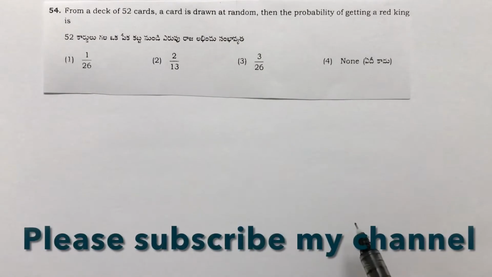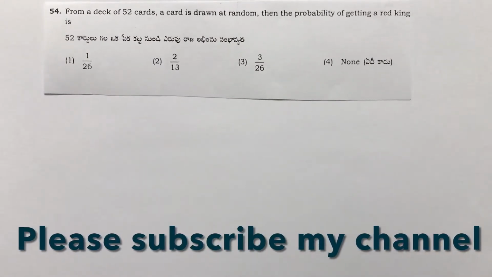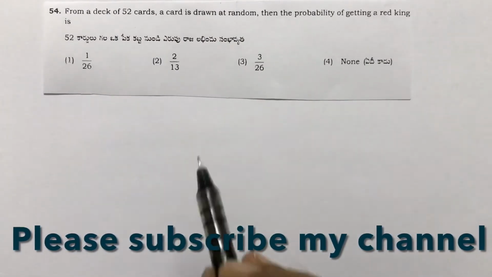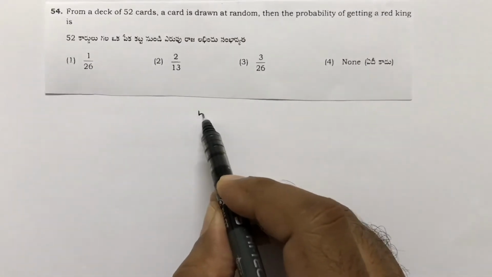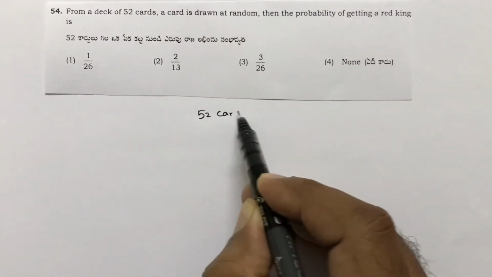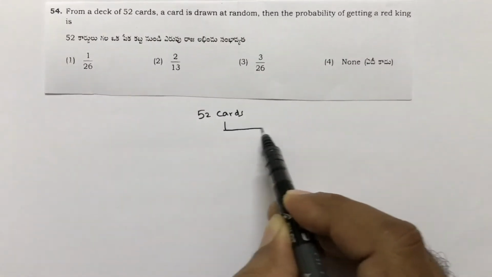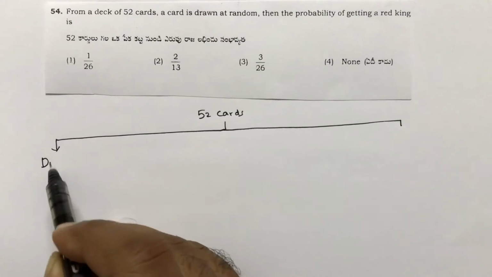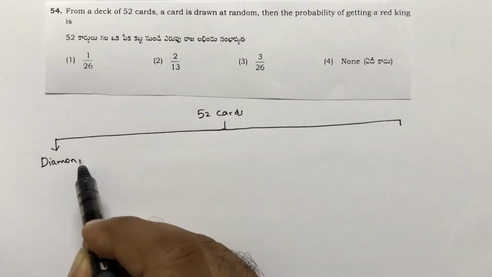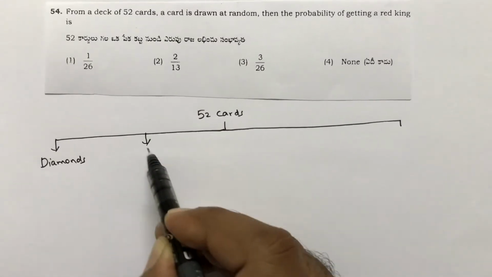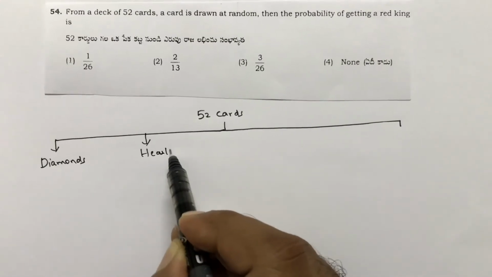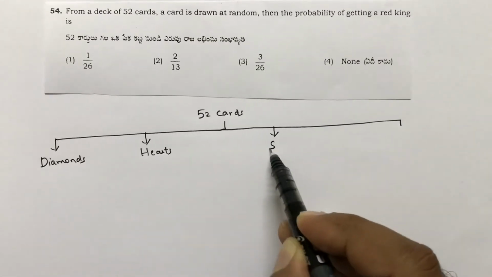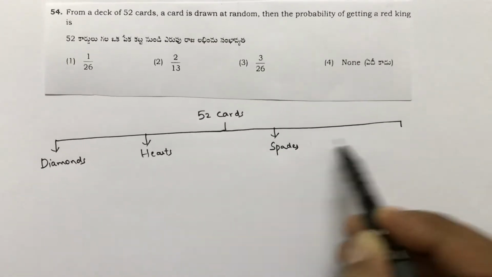Question number 54 is based on a deck of 52 cards. So once I'll explain the sample space of 52 cards. A deck of 52 cards is divided into 4 suits, those are diamonds, hearts, spades, and clubs.